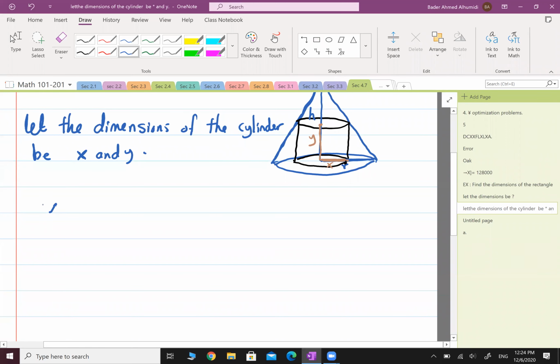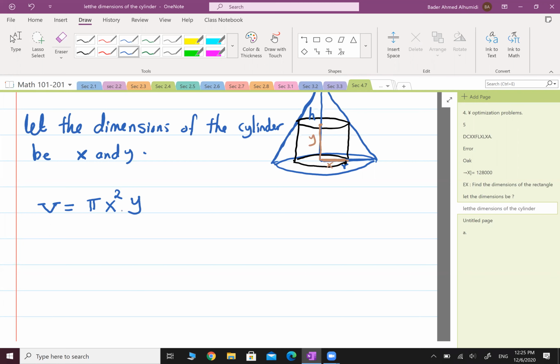The volume of the cylinder is the area of the base multiplied by the height. And the base is a circle here, so it is pi times x squared. This is the area of the base times the height that is equal to y. What we need to do is maximize this. What is the challenge now? The challenge is this. How to find a relationship between x and y? How to get rid of y from this equation?